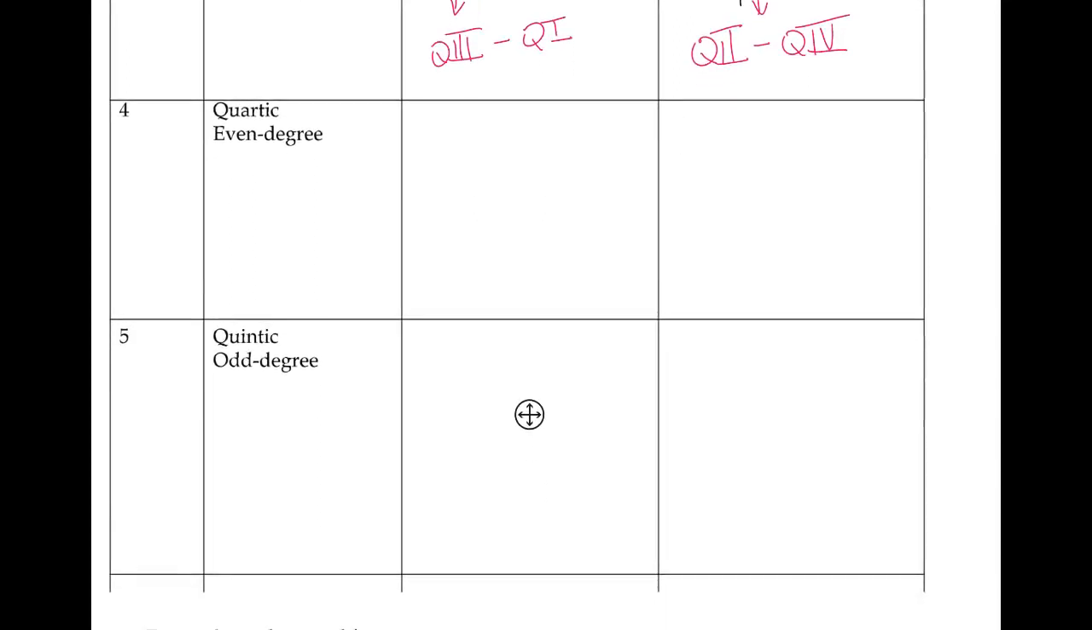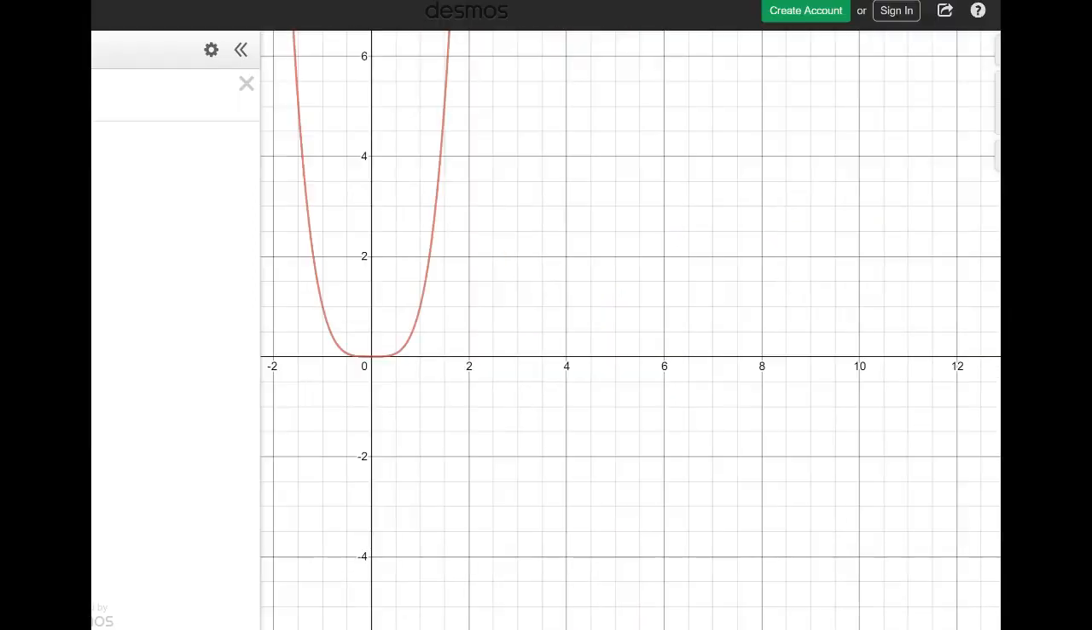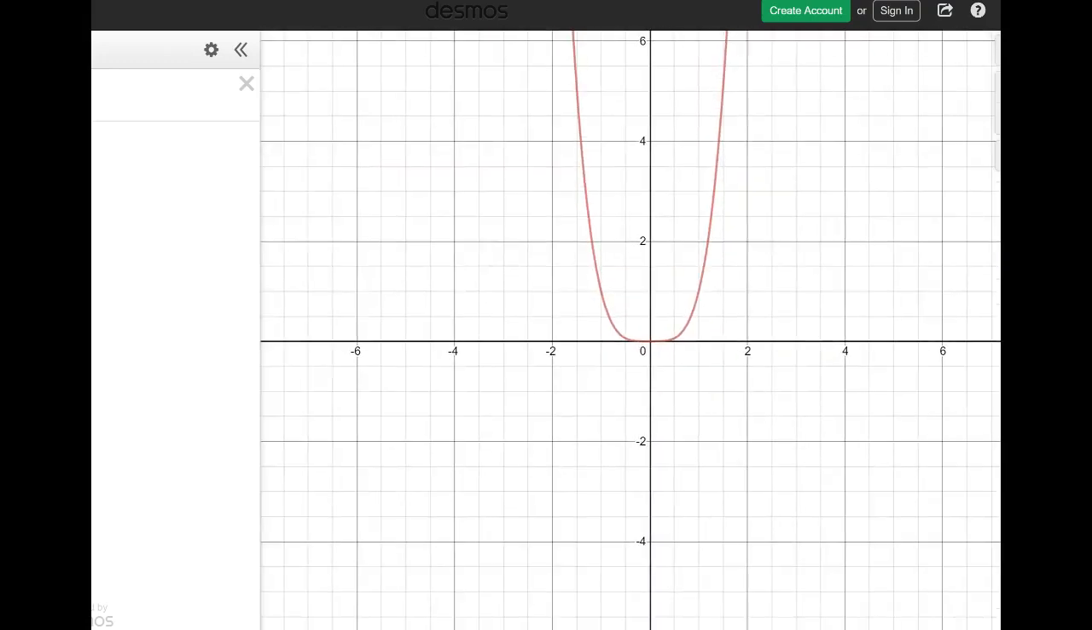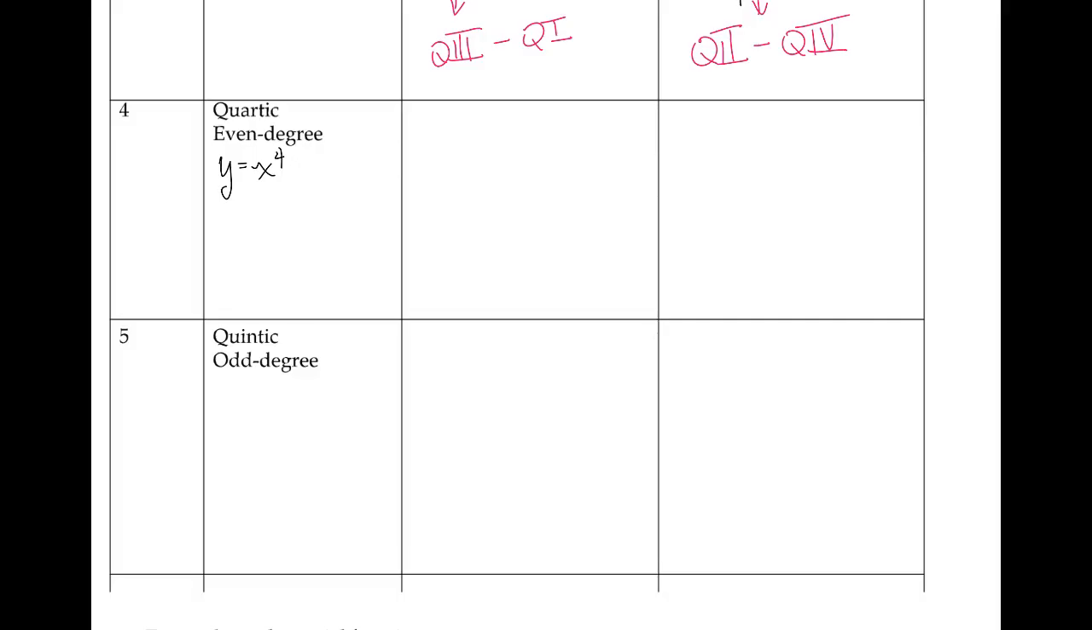Next we would be looking at something like y equals x to the 4. This isn't something we really have done, so I'm going to pull up Desmos so you can see what it looks like. You can see that just because I'm dealing with a quartic, it hasn't changed my end behavior. My ends are still both pointing upward, and it looks kind of just like a flattened parabola. So when I go in here and fill in my notes, that's exactly what I would draw: a flattened out parabola.